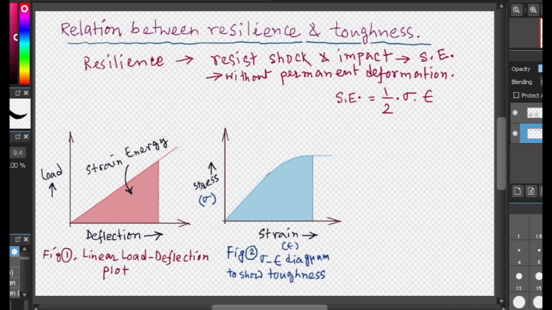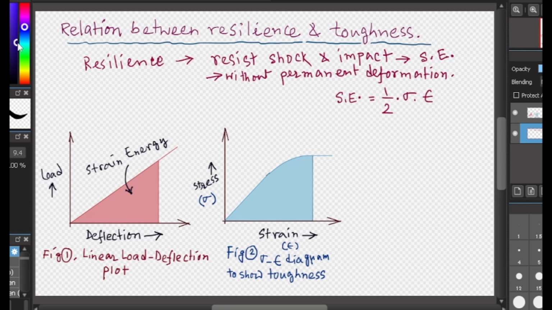On the other hand, we can say, for the load versus deflection curve as shown in figure 1, the area under the inclined line is called the strain energy. Okay, so in this load versus deflection curve, the area under this is called the strain energy, obviously. And what about the toughness?